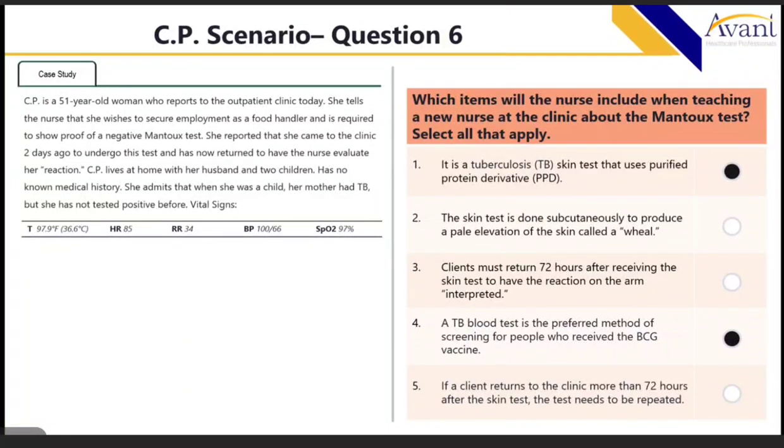The TB skin test will always be positive for somebody who has taken the BCG vaccine, so we don't give it to them, right? We just ask, if you've ever had this vaccine, then we don't give that to you. We go draw your blood.